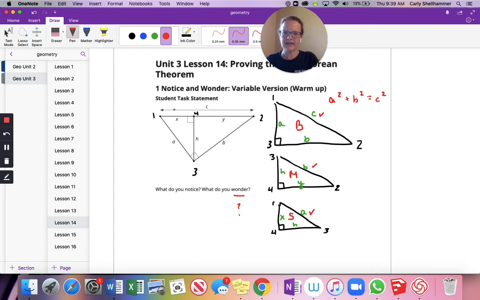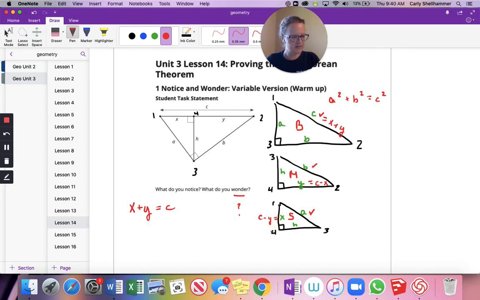Let's see. If I look here, I notice that x plus y equals c, which is pretty cool. I think that's the only place I have the c. I mean, I could say y equals c minus x. I don't know if that does anything. And x equals c minus y. I don't know if that does anything.